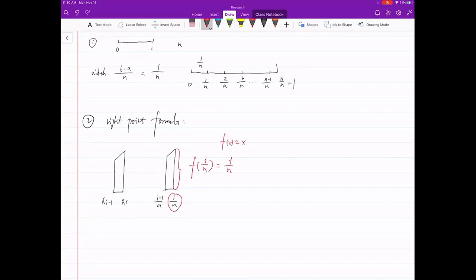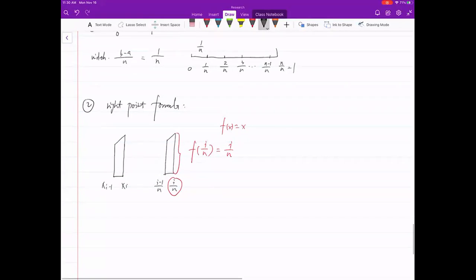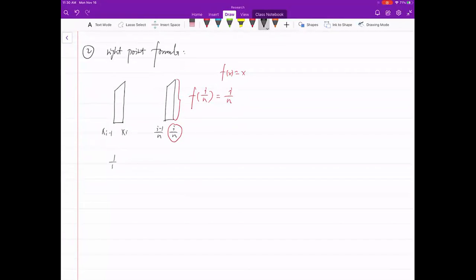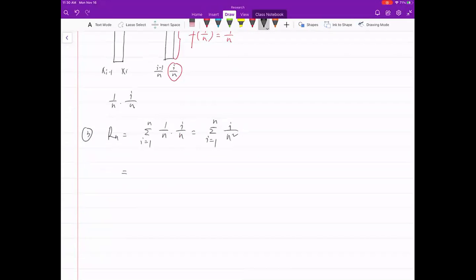Still okay? All right. So this rectangle is going to be the width times the height. Now what you want to do is take the Riemann sum, which is the sum from i = 1 to n of 1/n times i/n, which is the sum from i = 1 to n of i over n squared, which is 1 over n squared plus 2 over n squared plus 3 over n squared, up to n over n squared. That's what you're trying to do. Make sense so far?